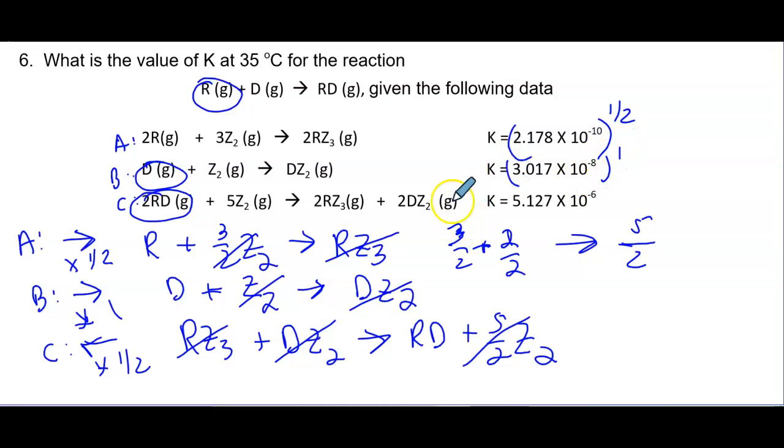And then for the part C, we are going to have to do a little bit of work here. So we're going to have to take 1 over 5.127 times 10 to the negative 6. And we're going to raise that to the half power. So let's go through what those numbers will be. First number is 2.178 to the negative 10th, caret a half. And I get for this one 1.48 times 10, I'm just doing 3 sig figs, to the negative 5th.